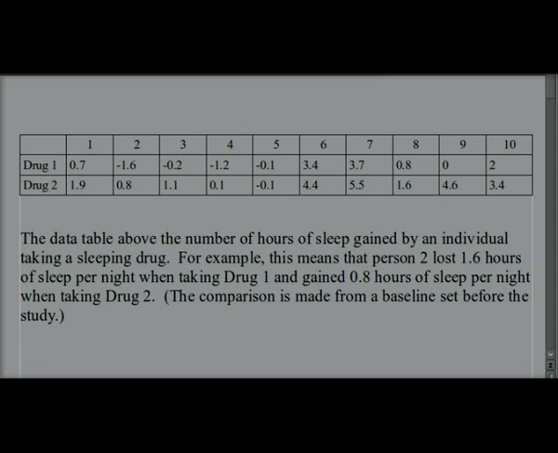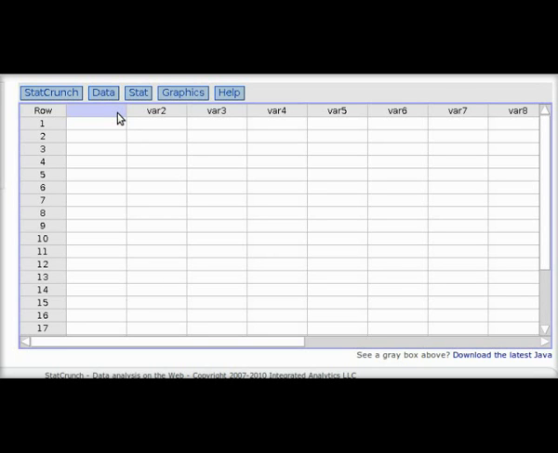And if we treat this as paired data, which the original data set was, then this is 10 individuals, each with two measurements, once with drug 1, once with drug 2, and we can assume these comparisons are made from a baseline set before the study. So track them for a week, see what their average sleep amount is per night, and then track them for a week on each of the two different drugs. So let's see how we can do this in StatCrunch.